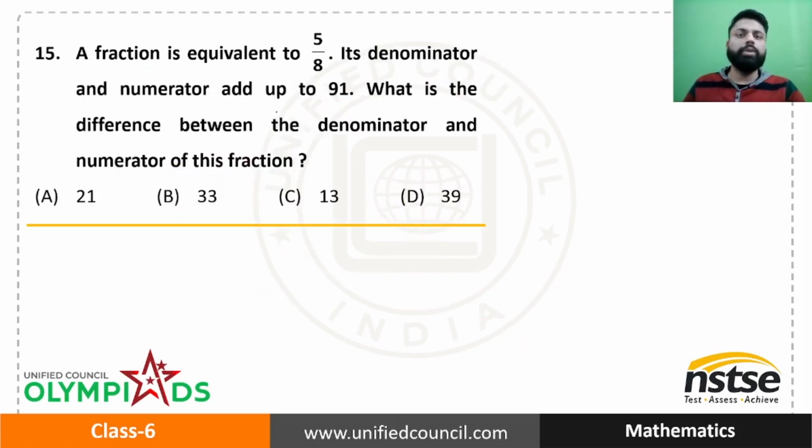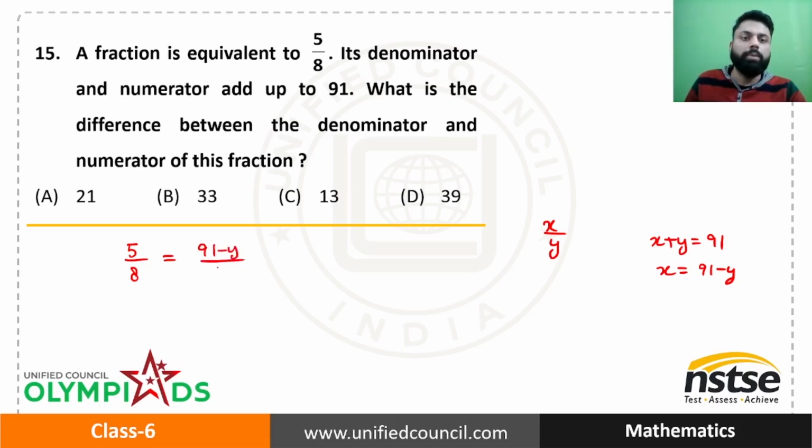A fraction is equivalent to 5 upon 8. There is a fraction which is equivalent to 5 upon 8. Its denominator and numerator add up to 91. So let us assume that there is a fraction x upon y, and it is given that x plus y is equal to 91, which implies x is equal to 91 minus y. So this value is equal to 91 minus y upon y. What is the difference between the denominator and the numerator of this fraction?